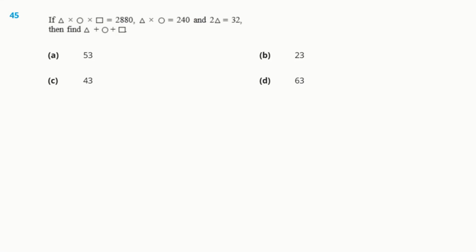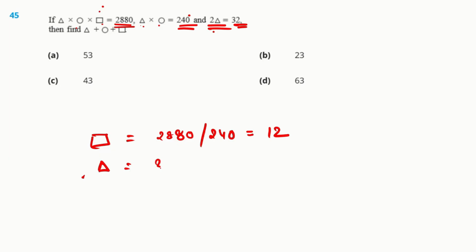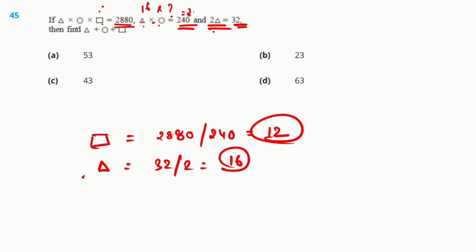Moving on to question number 45. A triangle, a circle, and a rectangle together is 2880. A triangle and a circle is 240. So we can find the rectangle from here. The rectangle is 2880 divided by 240. That's 12. So we know the rectangle's value now. 2 triangles are given to be 32. If 2 triangles are 32, one triangle is half of 32. That's 16. We know the rectangle and the triangle. Now if triangle is 16, 16 multiplied by what gives you 240? So the circle is 240 divided by 16.